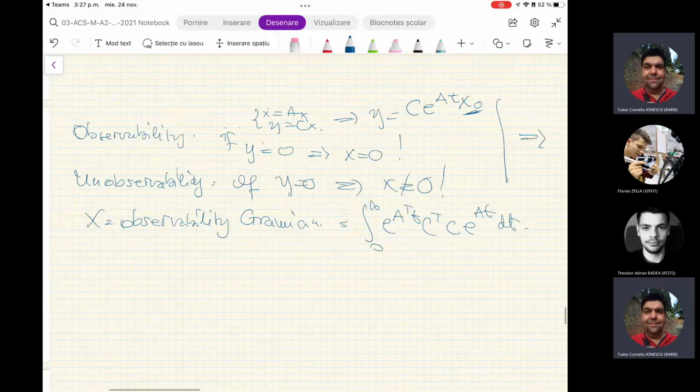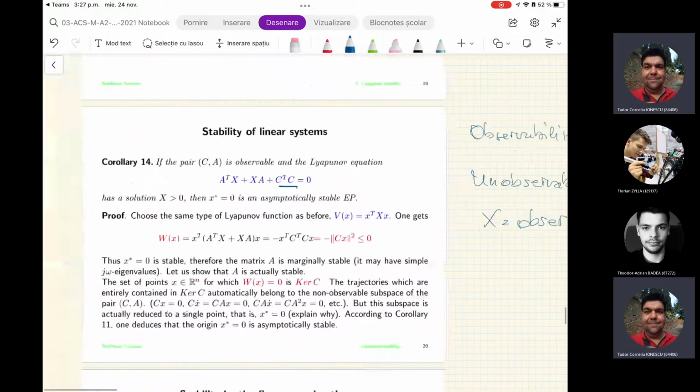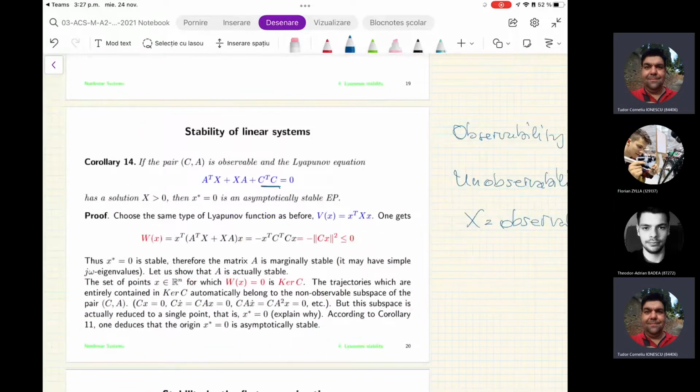Just like we had P earlier, this is actually Q. But need I remind you that this is a semi-positive definite Q. This is not positive definite. However, if the observability Gramian exists and is positive definite, then the origin is an asymptotically stable equilibrium point of the system. That's what it says.